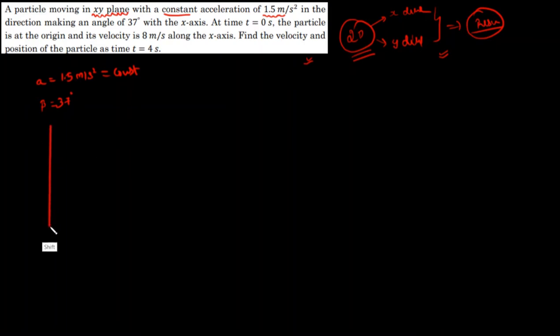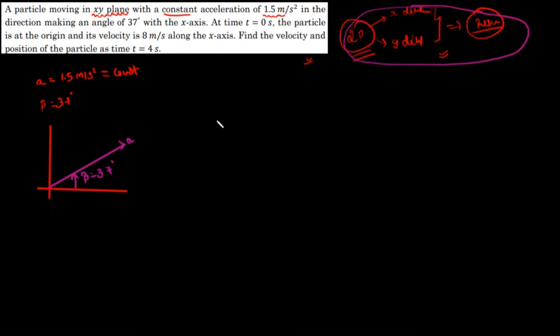If I draw it, it will be something like this. Let me use another color. This is going to be the acceleration vector A, and it is present at an angle of 37 degree. Just be with me patiently. This is going to be a simple question, but it will explain this concept. They have given that it is 37 degree with respect to the x-axis.